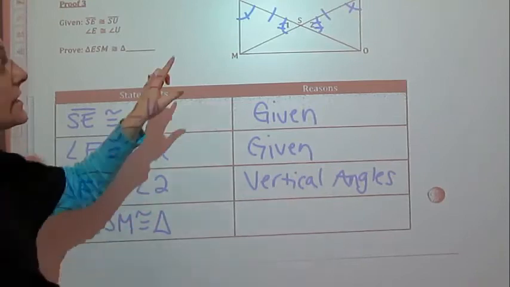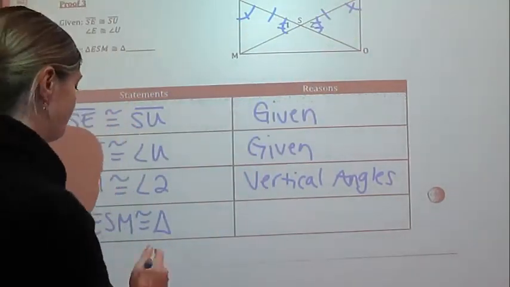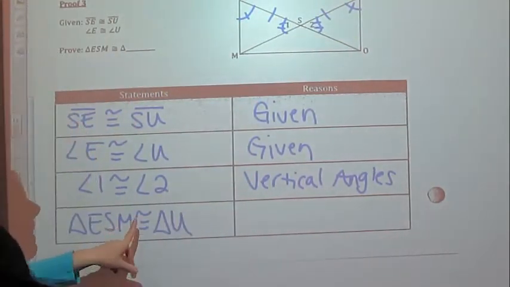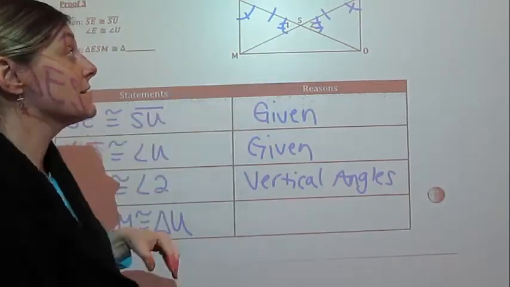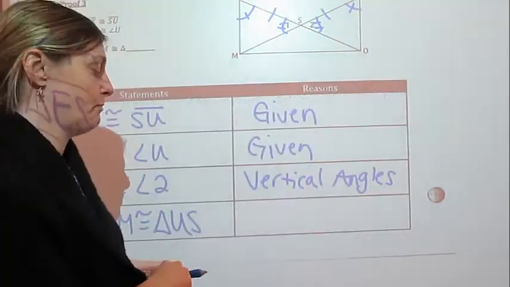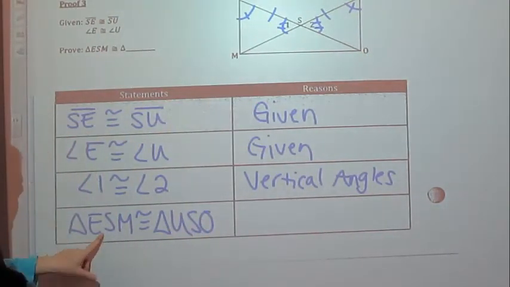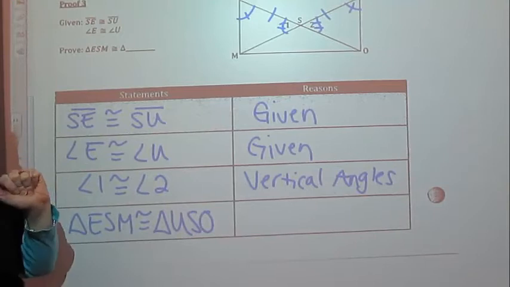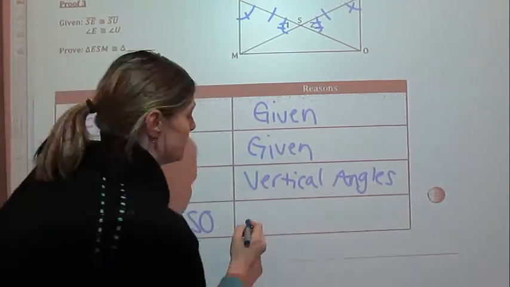So we know that triangle ESM is congruent to triangle. Now what corresponds to the E? The U. What corresponds to the S? The S. And what corresponds to the M? The O. All right, so triangle ESM is congruent to triangle USO, and that is because of angle, side, angle.